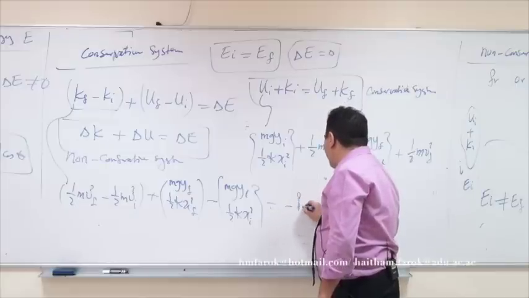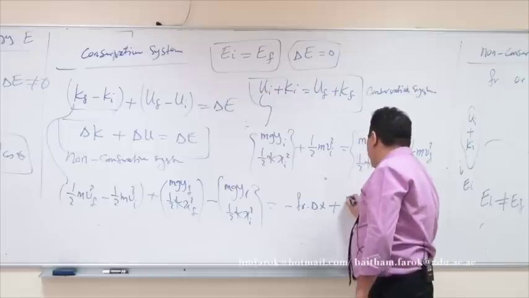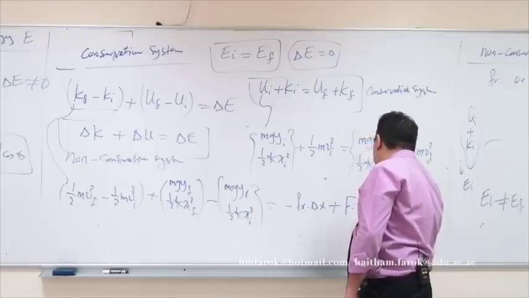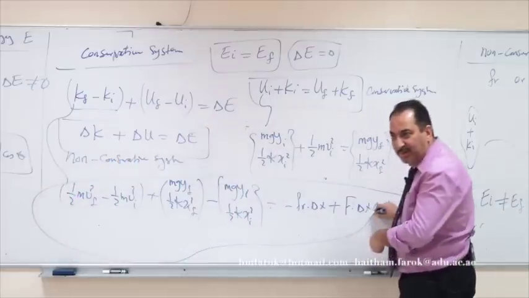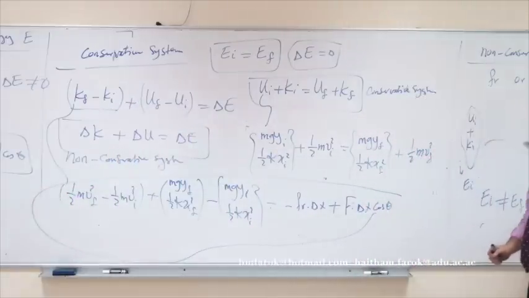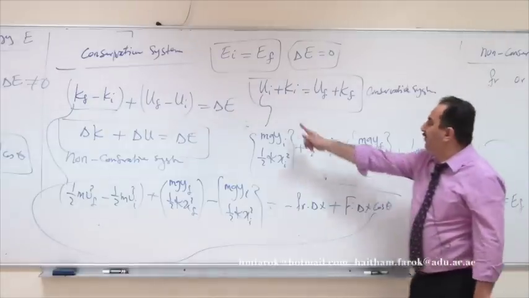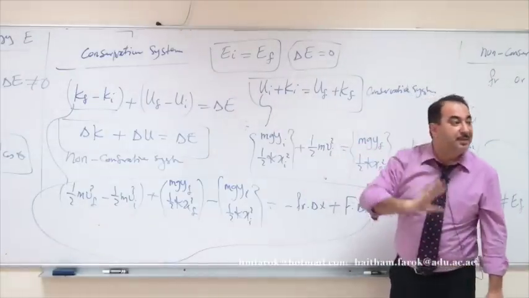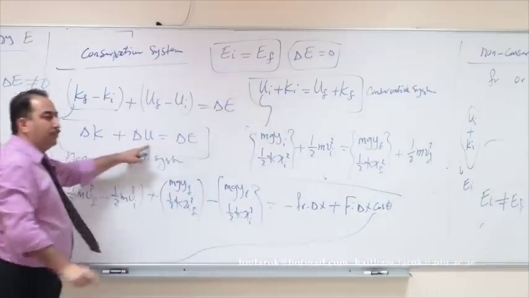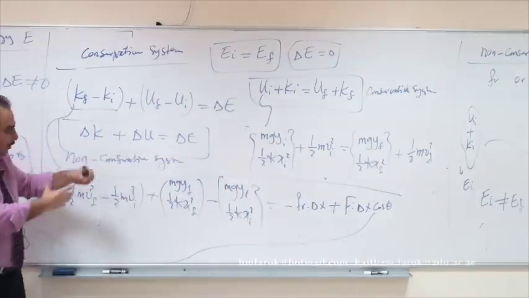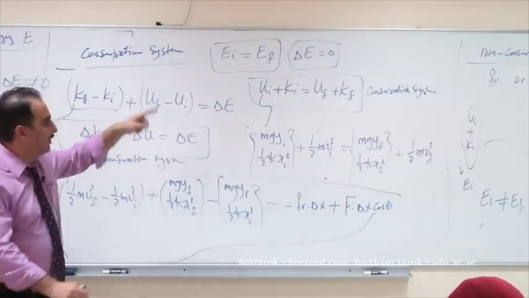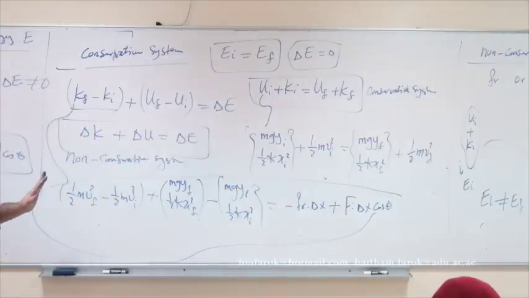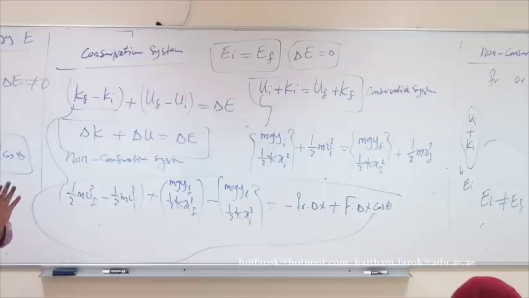Okay, minus FR delta X plus F delta X cosine theta. Remember, you don't have to write this equation. This is how you do it. What you have to remember now is that you have two systems. If the system is conservative, this is your equation. If the system is non-conservative, this is your equation. But how you apply them, open them up, yes? Okay? You got it? Yes. This is chapter 8, finished. Okay, thank you. Finished.